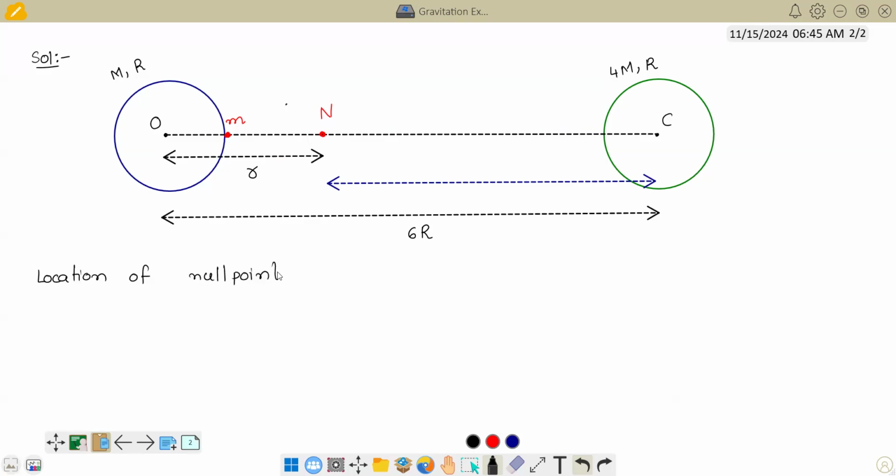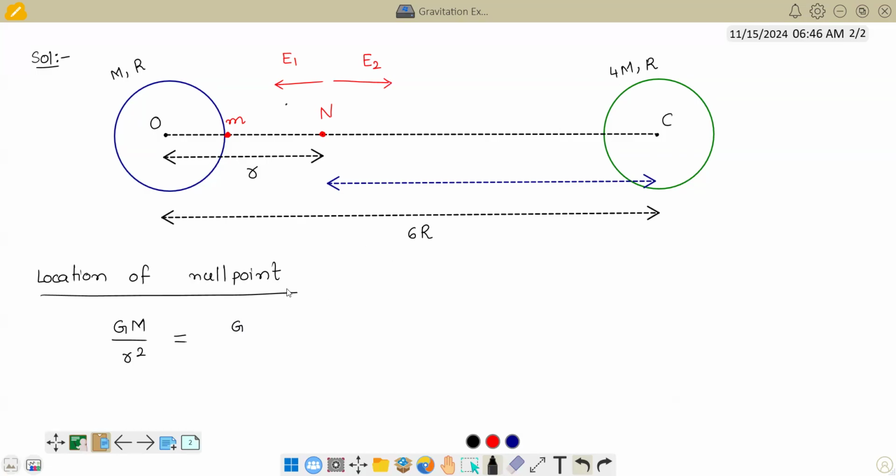As I told you, the null point is a point where the net gravitational field would be zero. So the gravitational field due to the first mass would be GM divided by the square of the distance between the center of this sphere and the null point, which is R. So GM by R squared must be equal to the field due to the other sphere. The field due to this sphere would be in this direction; let me call this E1. The field due to the other would be in this direction; let me call this E2. So at the null point, E1 would be equal to E2.